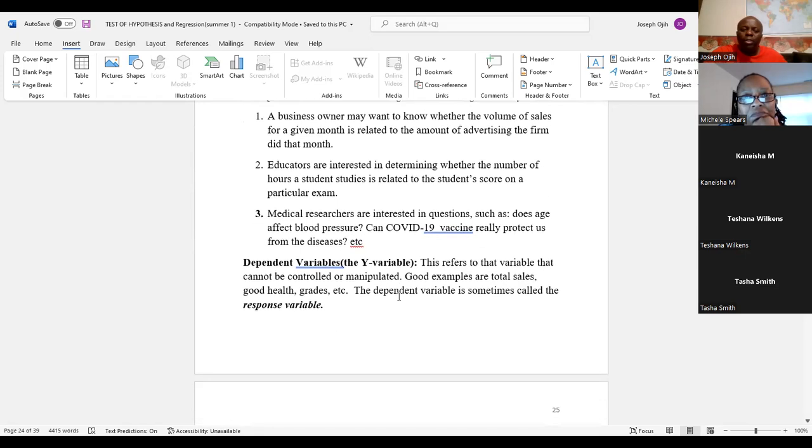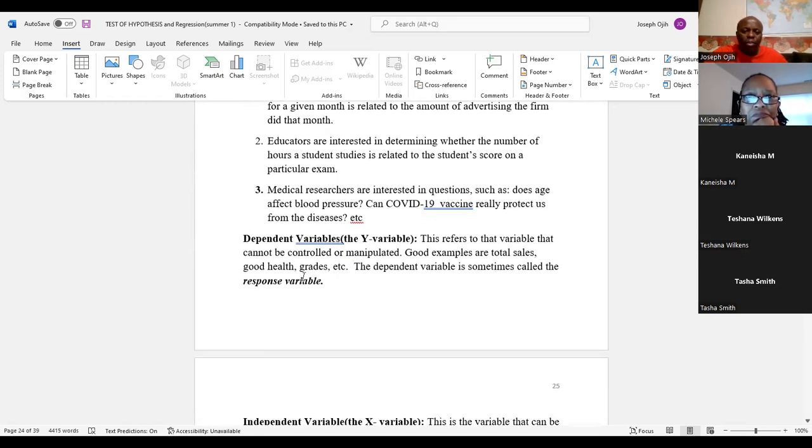Now, when we talk about the variables, there are two types of variable we're referring to. The first one is the dependent variable. This is the one that we cannot control. We cannot manipulate it. Example, things like sales. You cannot control the amount of sales you receive, but you can say, I'm going to spend $1,000 in advertisements. Well, you can do that, but you cannot control how much sales you get from that advertisement. The same thing with hours of study.